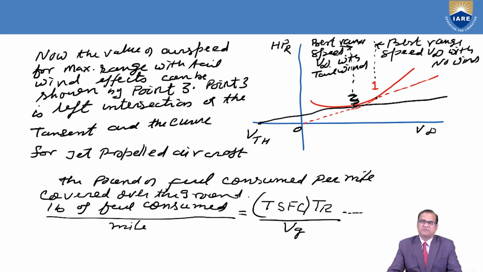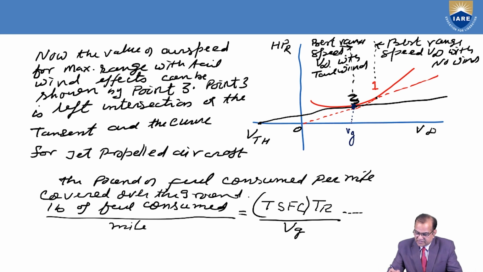Now, the value of airspeed for maximum range with tailwind effects can be shown by point 3. This is point 3. Point 3 is the left intersection of the tangent and the curve for jet propeller aircraft. The pounds of fuel consumed per mile covered over the ground depend upon the Vg, and here the Vg is shown. So that we have to take care of.